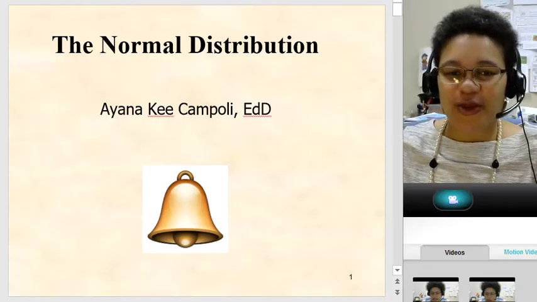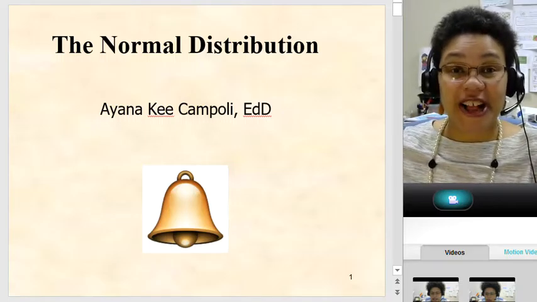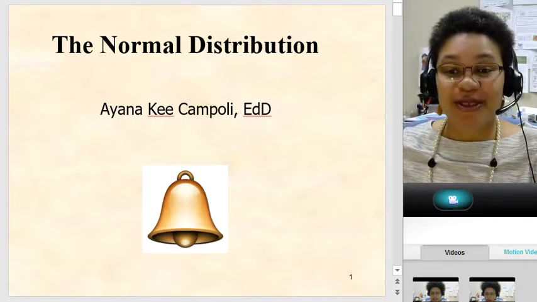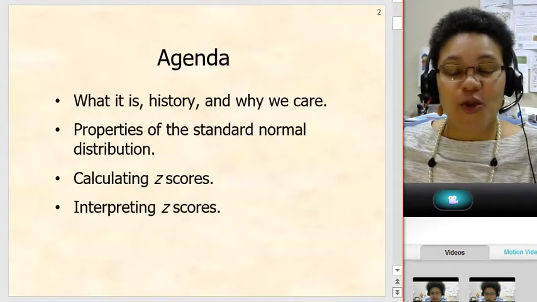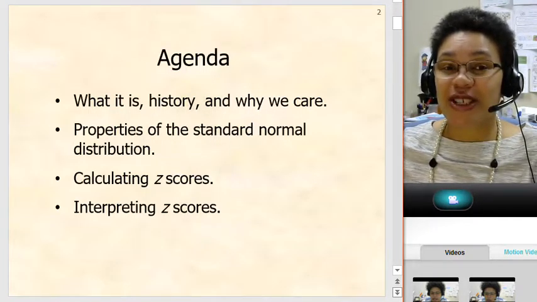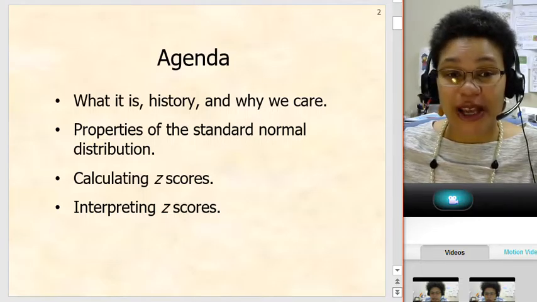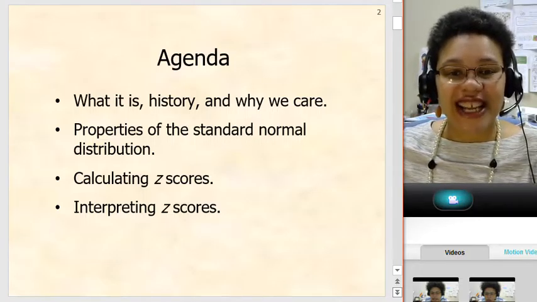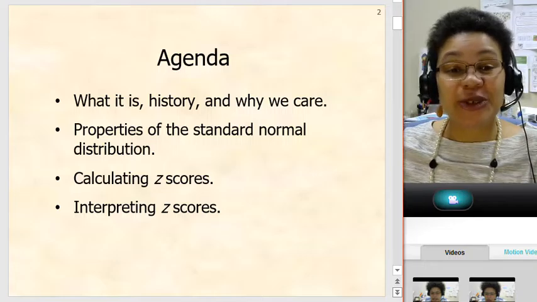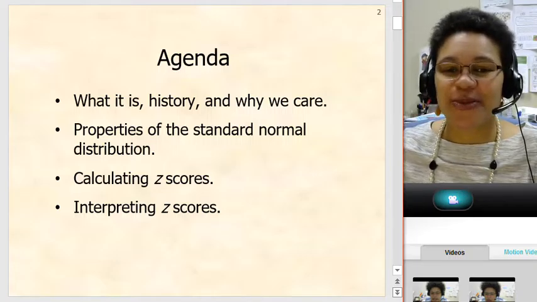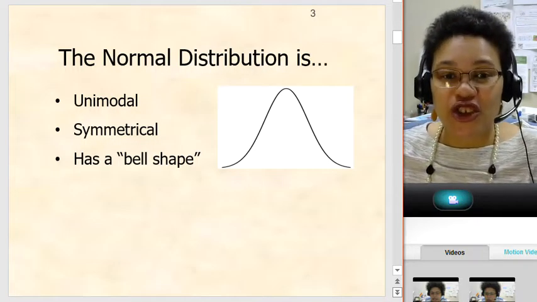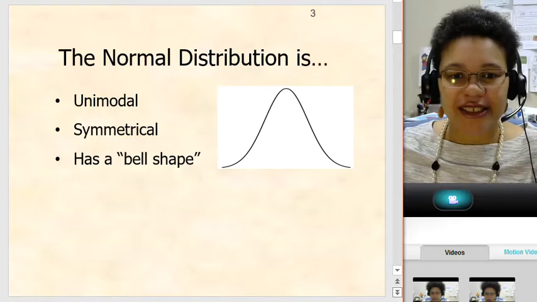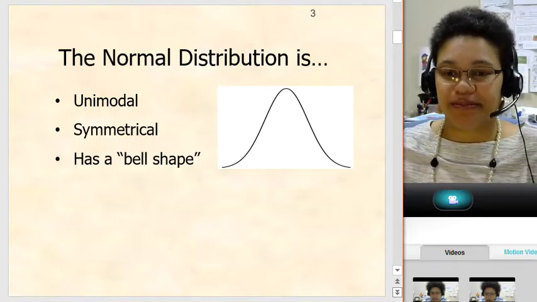I put a picture of a little bell there because the normal distribution is often called the bell curve. We're going to talk about what the normal distribution is, the history of it, and why we care, properties of the standard normal distribution, and a little bit on calculating z-scores and interpreting z-scores. The normal distribution is unimodal, symmetric. It has a bell shape.